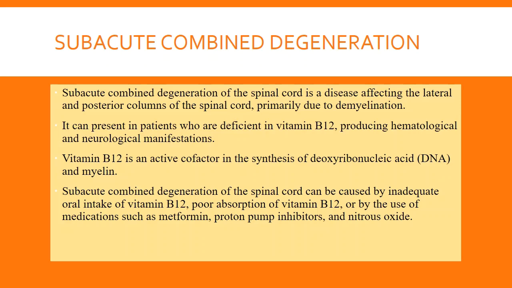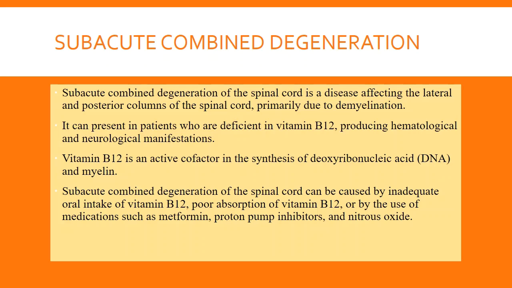Now, coming to subacute combined degeneration. This characteristically affects the spinal cord, the lateral and the posterior columns of the spinal cord. It basically results due to deficiency of vitamin B12 and produces characteristic hematological and neurological manifestations. Why? Because vitamin B12 is an active cofactor which is involved in the synthesis of DNA as well as myelin.